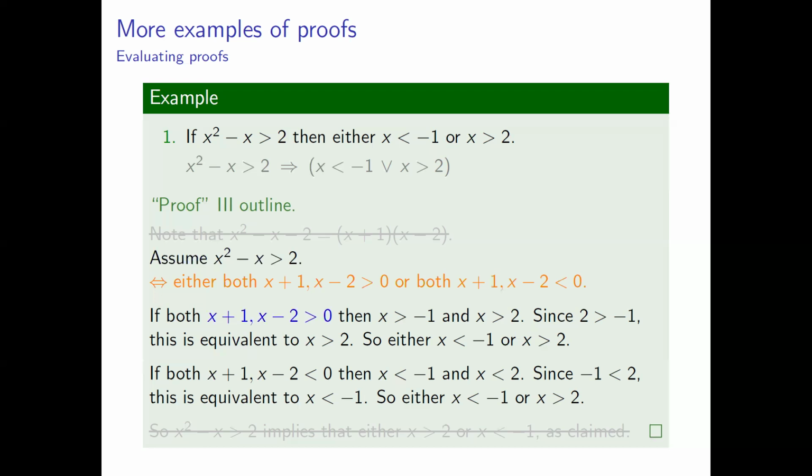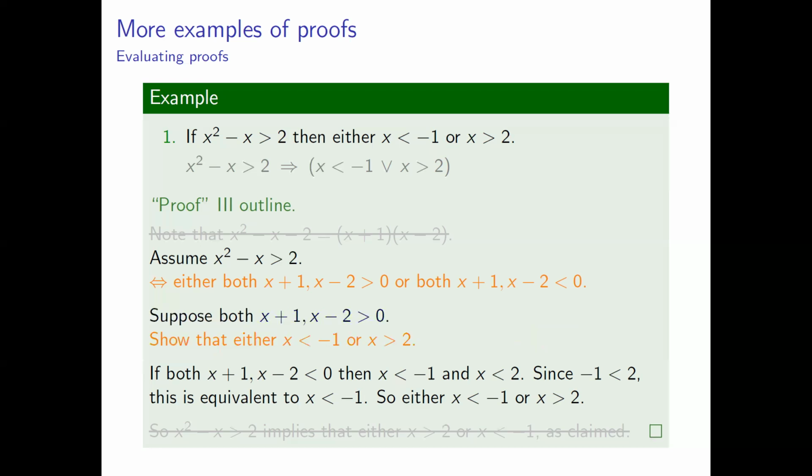The second paragraph begins with the statement both x plus 1 and x minus 2 are positive. It ends in the statement either x is less than minus 1 or x is greater than 2. Moreover, if we examine the details, we see that the argument is valid. So the second paragraph begins by assuming that both x plus 1 and x minus 2 are positive and shows that either x is less than minus 1 or x is greater than 2.